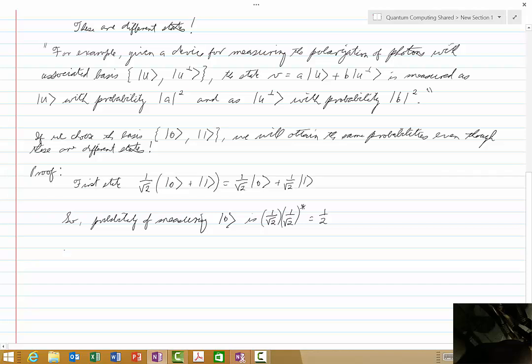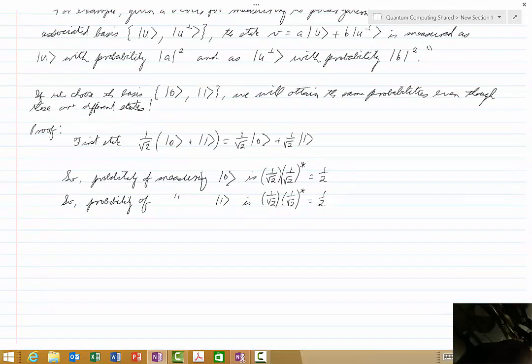And of course that immediately determines that the probability of the other is also 1/2, but just in case you want to verify that, the probability of measuring the 1 ket is, now we take this coefficient, but of course that is also 1 over square root of 2, so we have 1 over square root of 2 times 1 over square root of 2 conjugate equals 1/2. Now let's do the same thing for the second state, and we will see that we obtain the same probabilities.